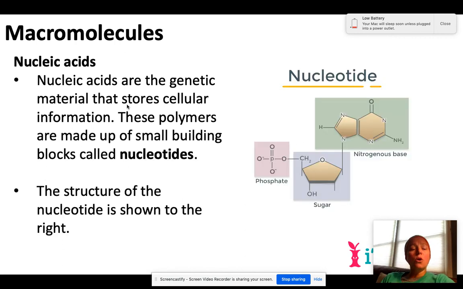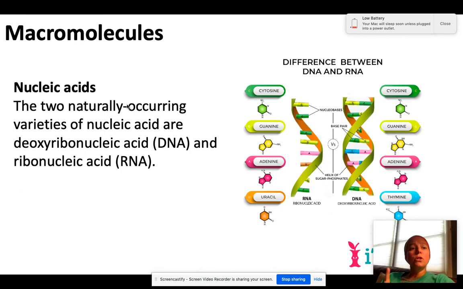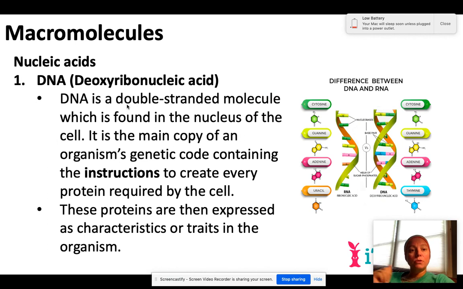And so the nucleotide has three parts to it. It has a phosphate, a sugar, and a nitrogen base, which we will look at in detail in the coming weeks when we get into nucleic acids. And all nucleic acids are made of nucleotides. When we look at nucleic acids, we're really looking at deoxyribonucleic acid and ribonucleic acid, our genetic material. There is a third called ATP, which we will talk about when we get into photosynthesis and cellular respiration.